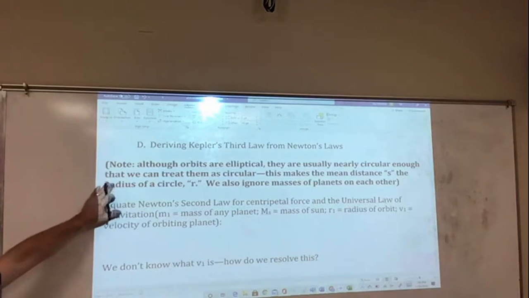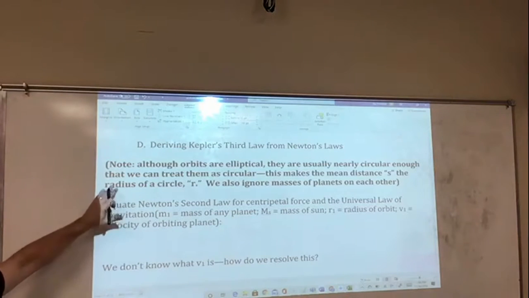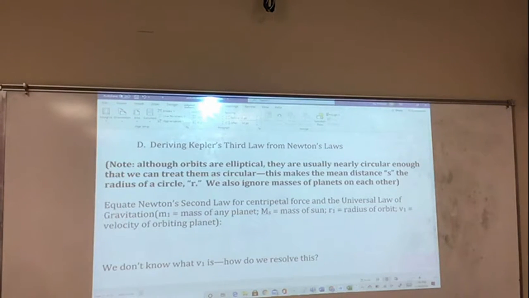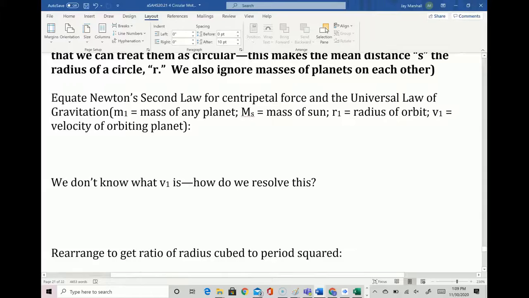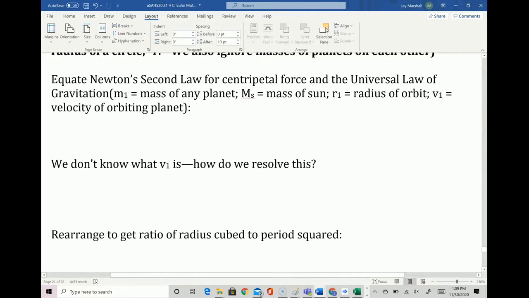So, although orbits are elliptical, they're usually circular enough that we can treat them as circular, and this makes the mean distance the radius of a circle r. We also ignore the masses of other planets on each other in our work. So let's look at Newton's second law for centripetal force and the universal law of gravitation. Remember, we said that when we have something traveling in a circular motion, we can equate mv squared over r to whatever force is causing it, right?